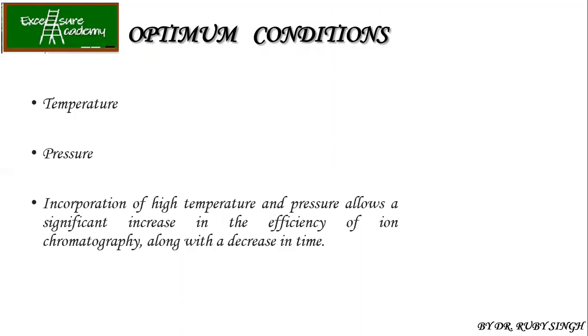Now, incorporation of high temperature and pressure allows a significant increase in the efficiency of ion chromatography along with a decrease in time. So if you're doing it with an automated machine, that is the modern ion exchange chromatography, then you can increase the temperature and pressure, which will also decrease the time taken to carry out the chromatography. If you do it with the conventional method, it might take one complete day, but if you do it in the machine, it takes hardly 10 minutes. So these are the differences.